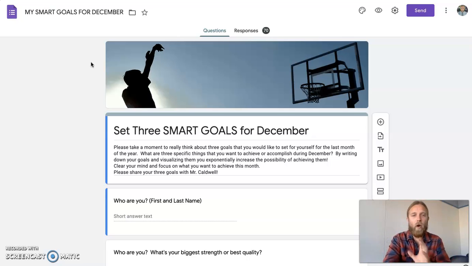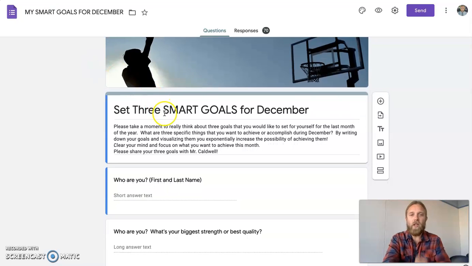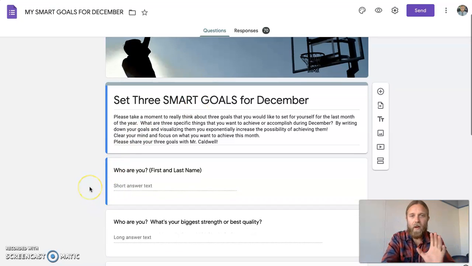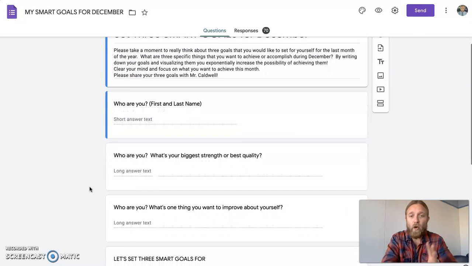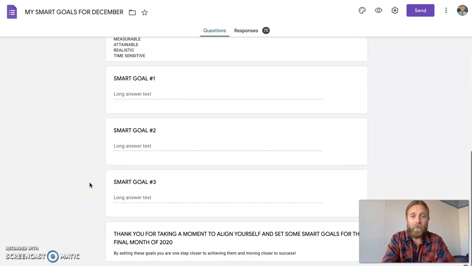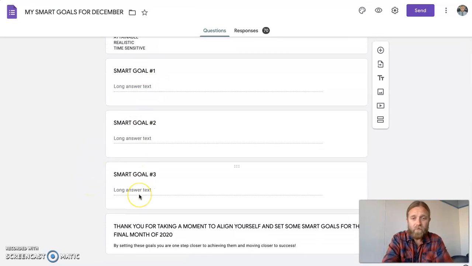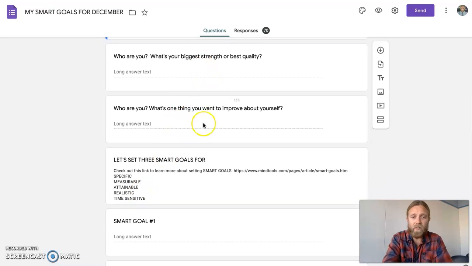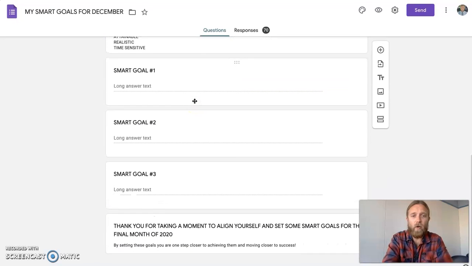So I really am all about setting goals, and we did this acronym of SMART goals: specific, measurable, attainable, relatable, and time sensitive. So we did a whole lesson on that, and then I have them set 3 goals for each month, and then we go back and reflect on them at the end of the month. Okay, talking about their strengths and things that they want to improve, set 3 goals, and then we come back and reflect on them.